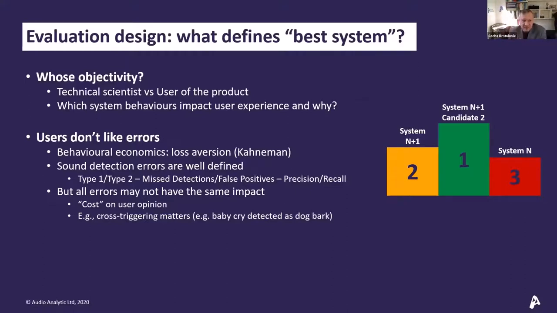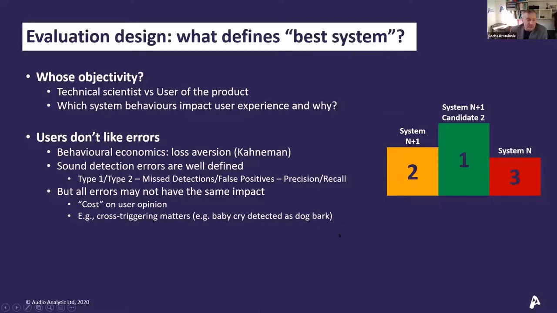This type of errors can be repackaged into measurements called precision and recall, which give similar information but packaged in a different way. Precision and recall are a bit more difficult to interpret in terms of user experience, but misdetections and false positives are clearly errors that people can identify as such.